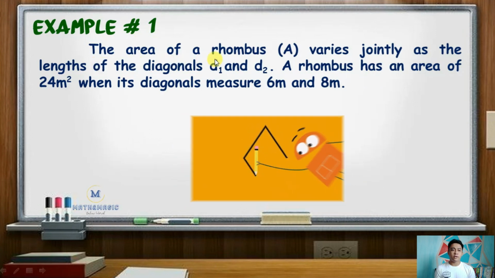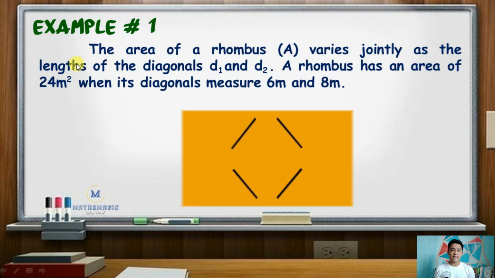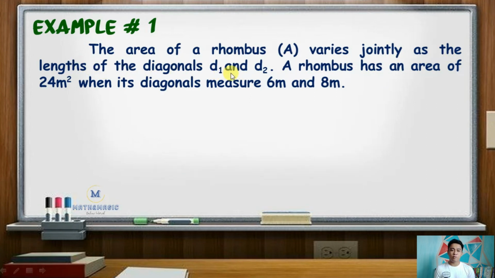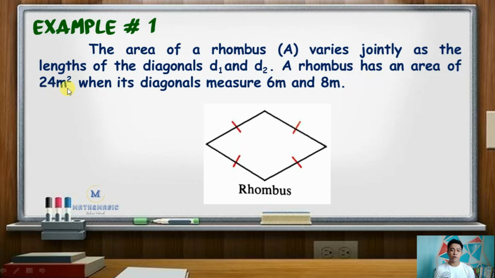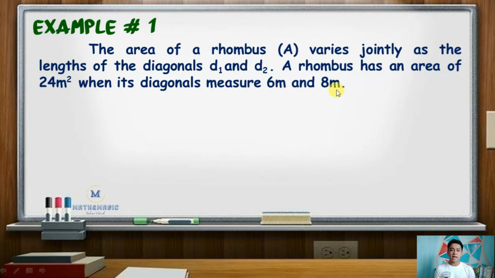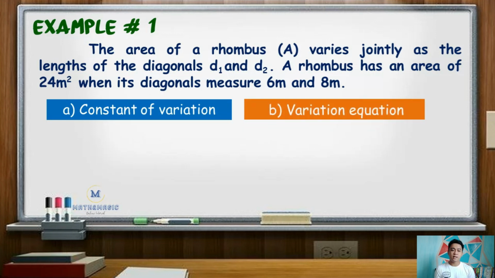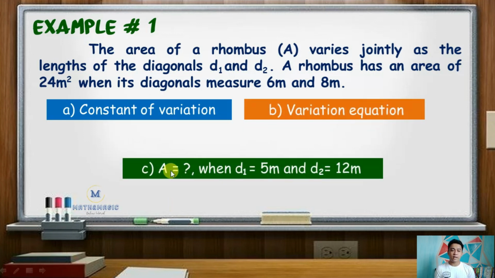The area of a rhombus, denoted by variable A, varies jointly as the length of the diagonals d sub 1 and d sub 2. A rhombus has an area of 24 square meters when its diagonals are equal to 6 meters and 8 meters. Determine the following. Letter A, constant of variation. Letter B, variation equation. And letter C, area of a rhombus whose diagonals are 5 meters and 12 meters.